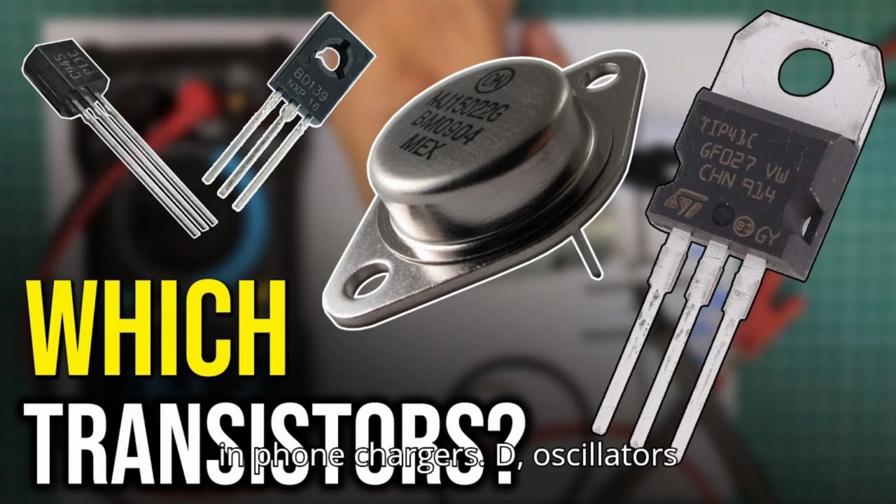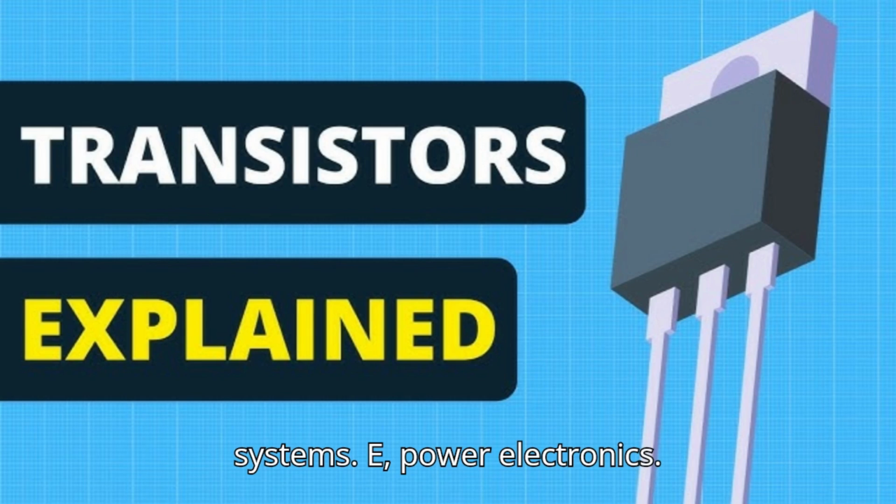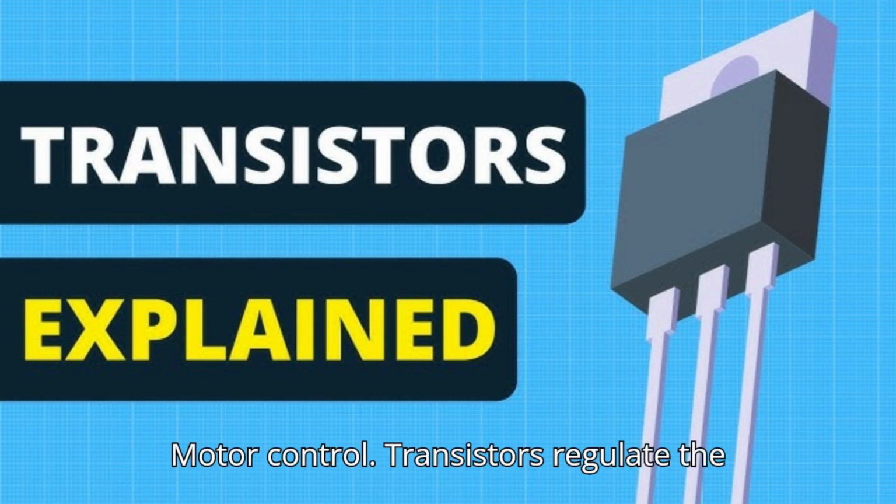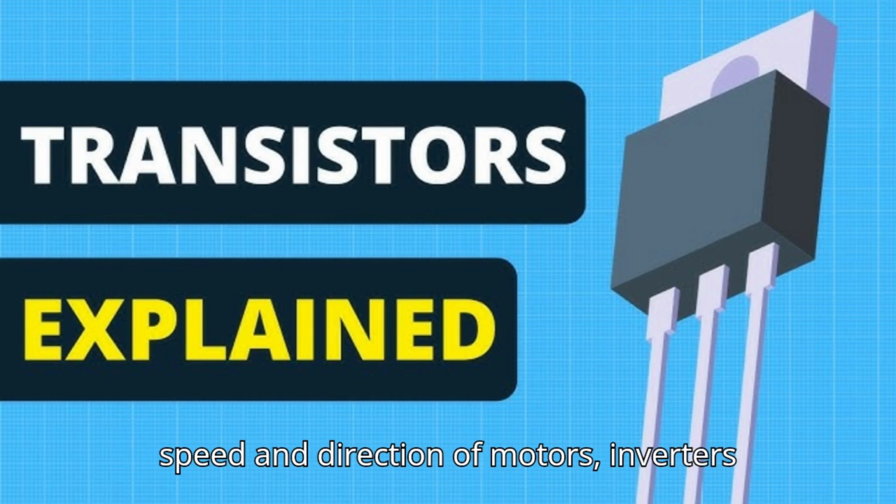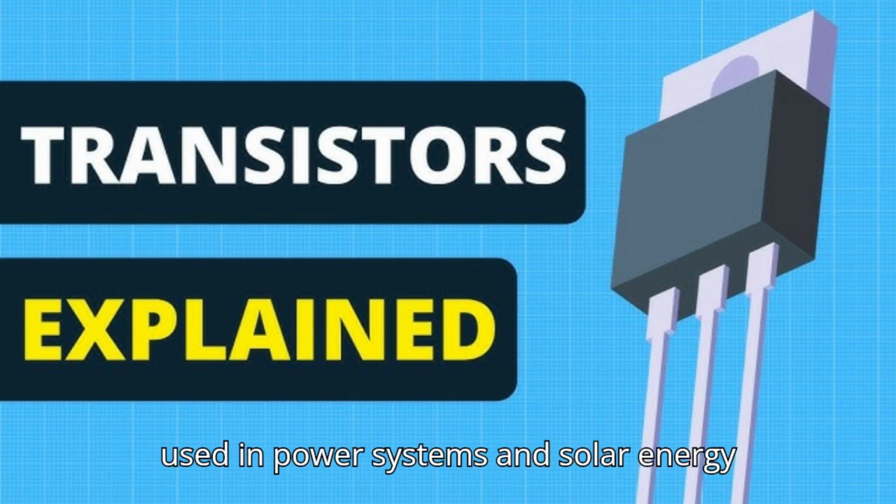D. Oscillators and signal generation. Clock circuits: transistors generate timing pulses in digital devices. Radio frequency oscillators, used in communication systems. E. Power electronics. Motor control: transistors regulate the speed and direction of motors. Inverters, used in power systems and solar energy conversion.